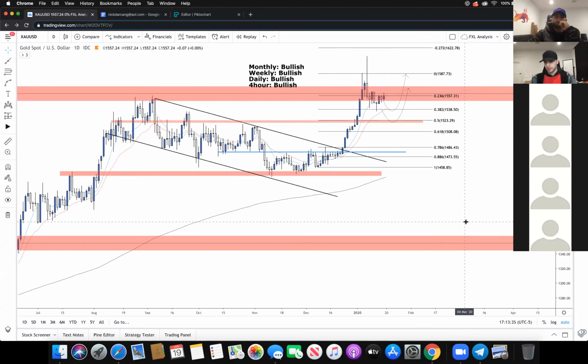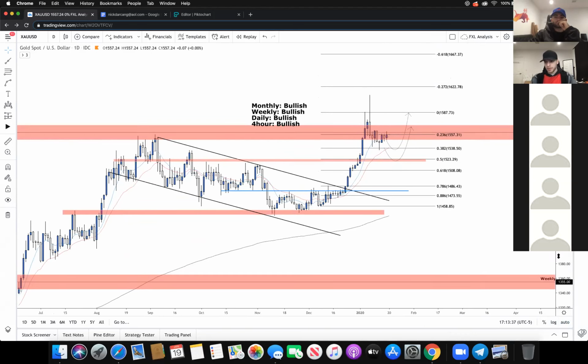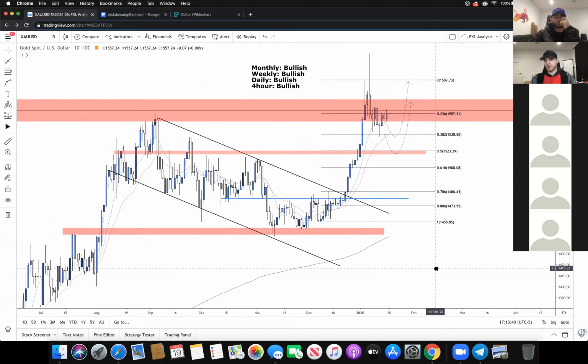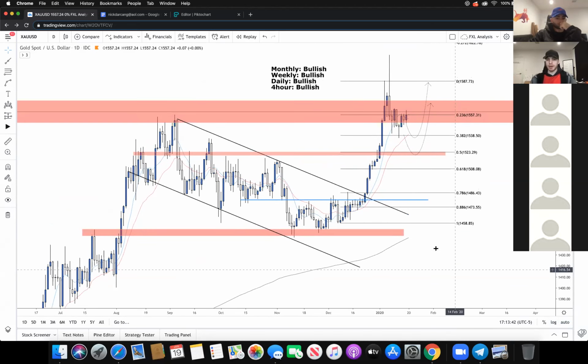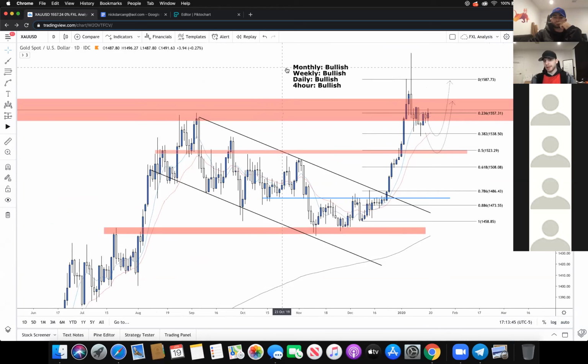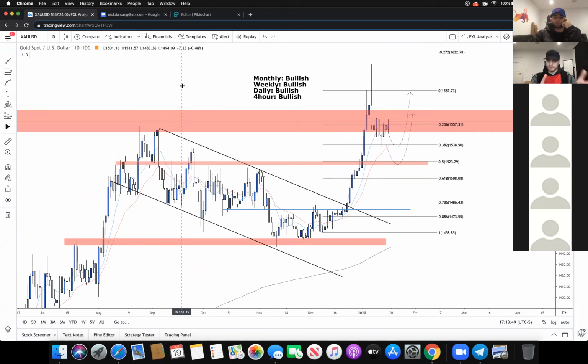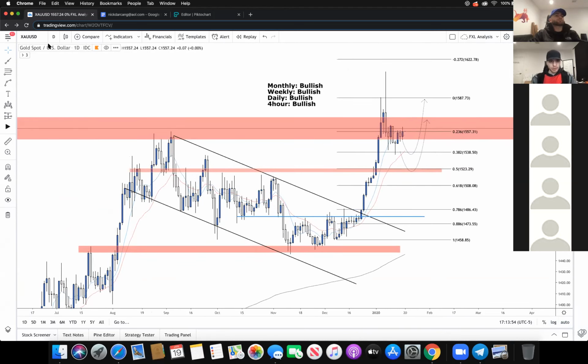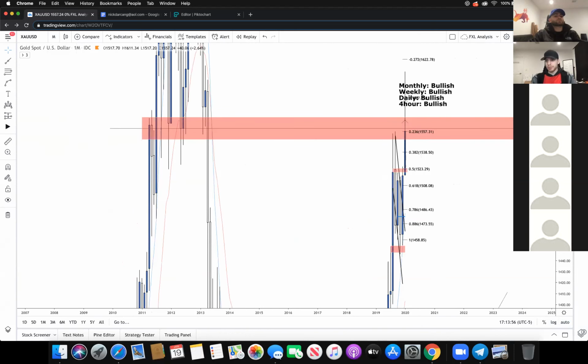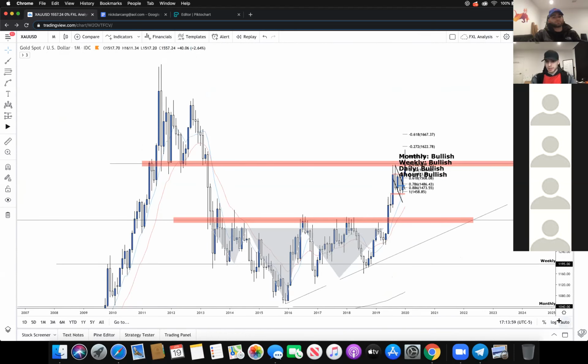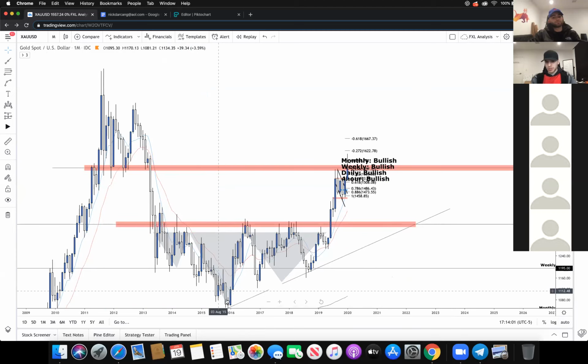Let's see here. Whoops. All right. So as we know, gold, guys, very bullish on every time frame: monthly, weekly, daily, 4 hour, all bullish. Partly because gold is a safe haven. It's also going to appreciate a lot over time. Let's go ahead and jump into a higher time frame just to show you guys how bullish this really is. So look, this was an inverse head and shoulders on the monthly. It broke out, it filled this range, came up to a monthly resistance level. Very bullish, very, very bullish.